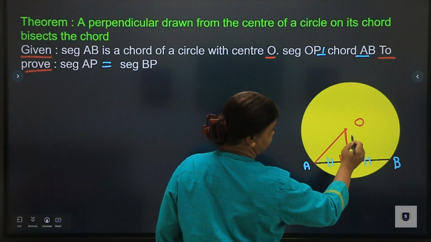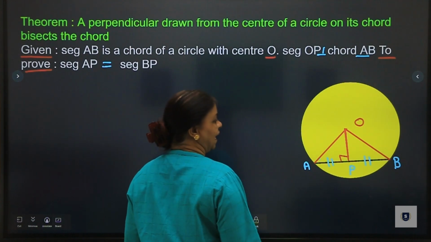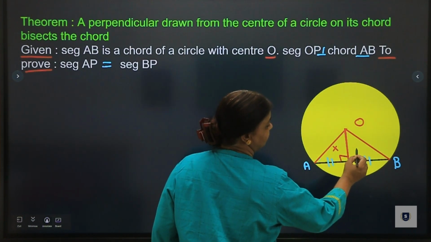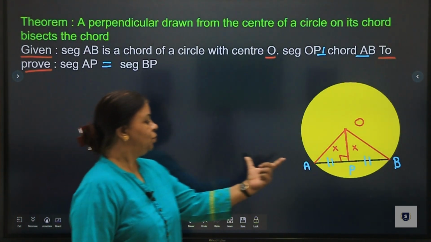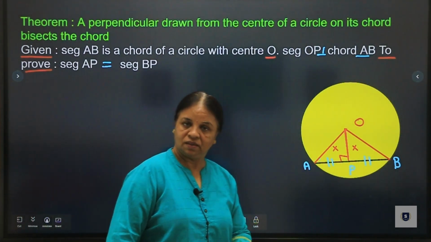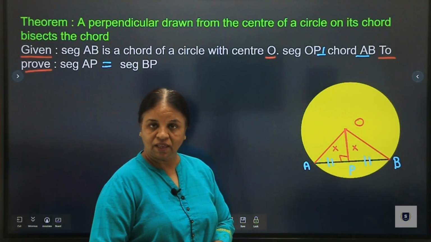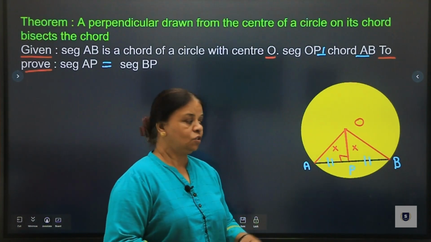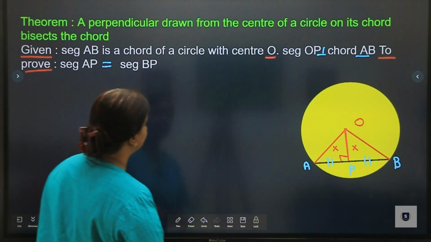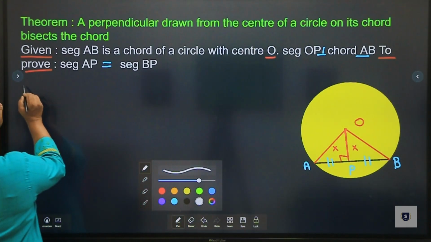This is one radius and this is another radius. Okay, and we get two triangles. Fine. We want to prove AP is equal to PB. If we prove these two triangles equal, then we can easily prove that AP is equal to PB. So let's prove these two triangles equal. So we will do the solution.